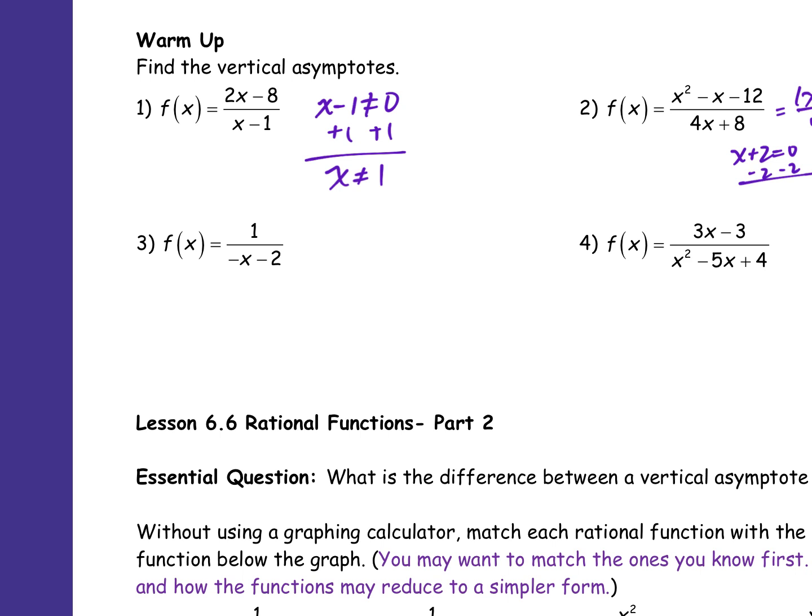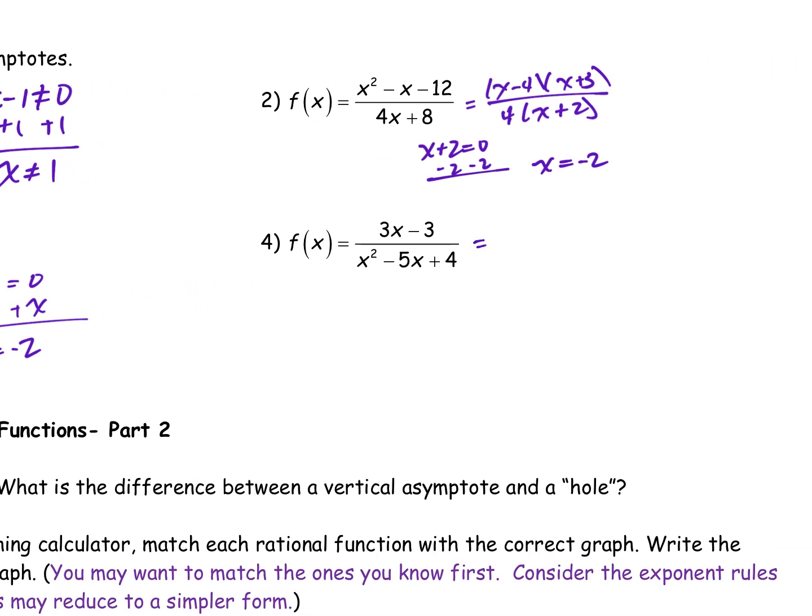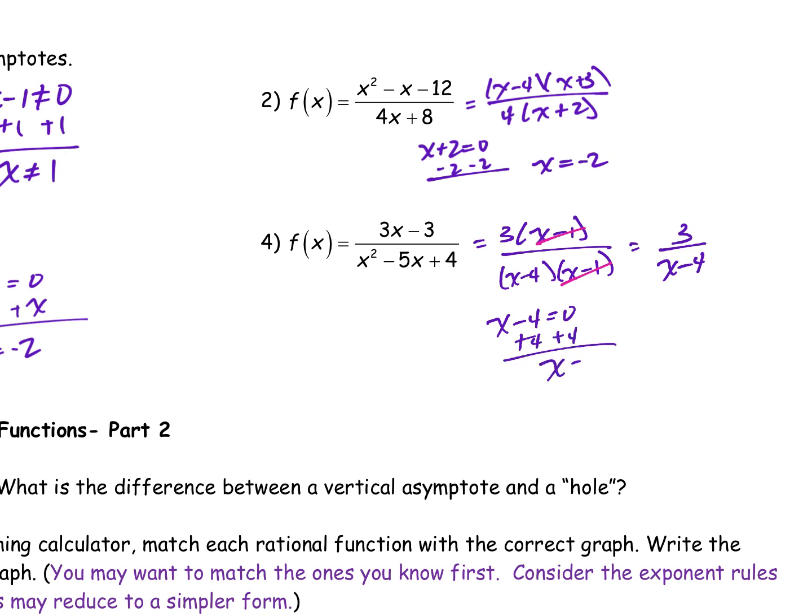3 is already simplified, so negative x minus 2 equals 0. Add x. So x equals negative 2 again. And then the last one, I'm going to simplify, and I get 3 times (x minus 1) over (x minus 4) times (x minus 1). So that goes away, and I get left with 3 over x minus 4. So x minus 4 equals 0. So my asymptote is at x equals 4.